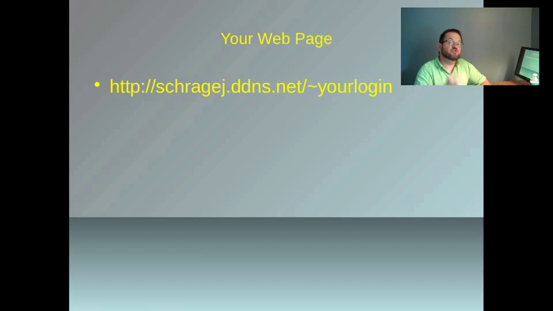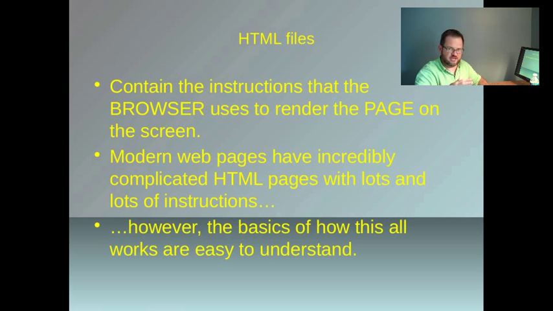Then, to get to your web page, to the right of the slash, you're going to put a tilde and your login. So if you want to make a web page and then share it with your friends and family, tell them that the address is http://shroggij.ddns.net/~ and then your login, whatever your net ID or whatever we're using is. And that will work. And then feel free to use Google or Bitly or any of those kinds of services if you want to give yourself a shorter address. I don't care.